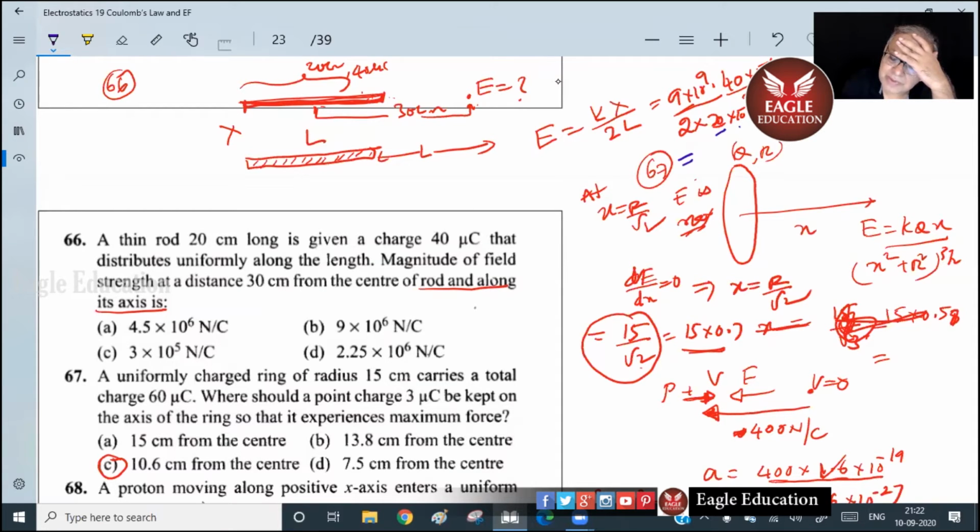40 into 5, 45. This, sir, is 4.5 into 10 to the power 6, sir. This one? Yes, sir. Right. So that formula you can apply straight away.